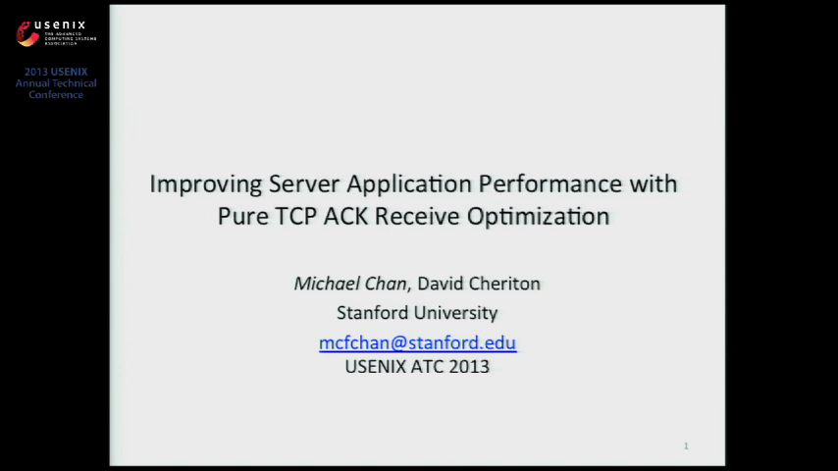Today I'd like to talk about a very simple kernel-level optimization for a common packet type that servers receive, which are pure TCP ACKs. And by optimizing the receive process of these packets, we show some good improvements to some server applications.